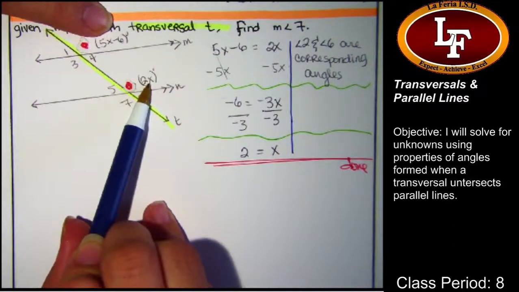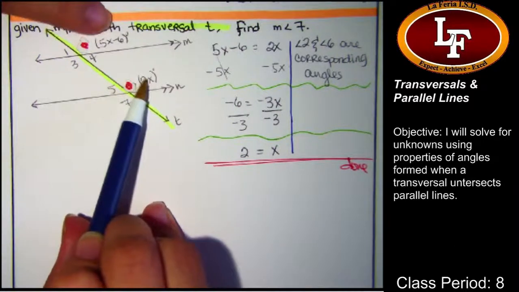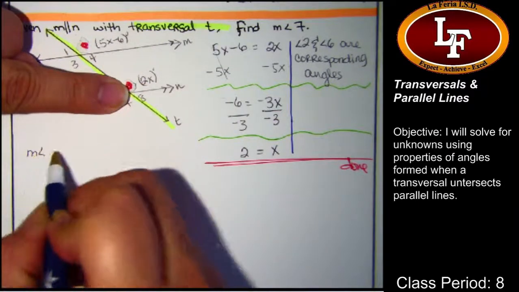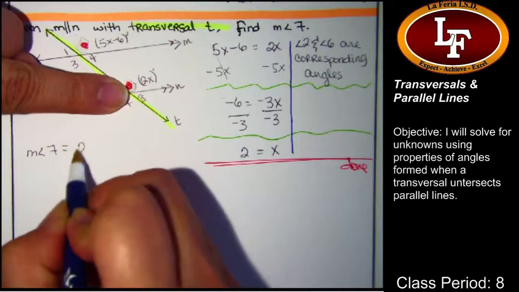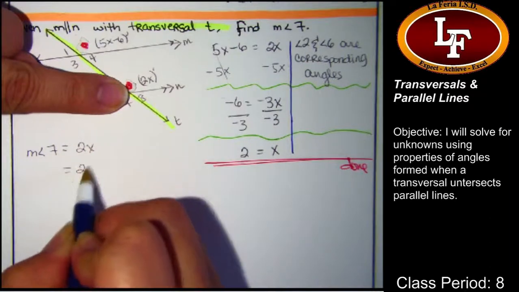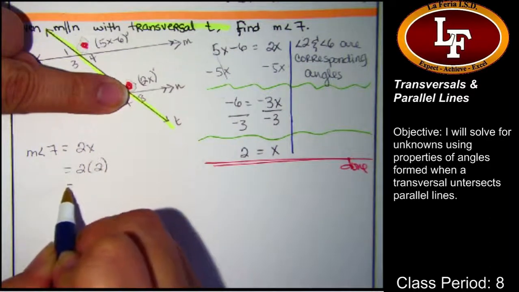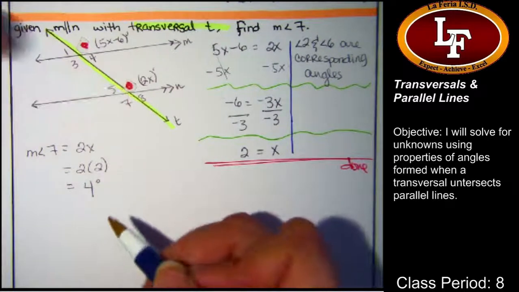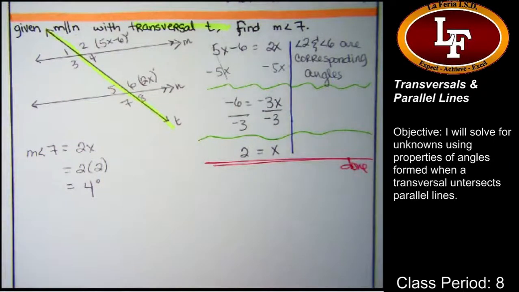So you get to pick which one of these two do you want to use? 2x. The 2x? Yeah. Okay, because it seems easier, right? Okay. So the measure of angle 7 equals 2x, which equals 2 times 2, which equals 4 degrees. That's a small part. It's a tiny little angle.